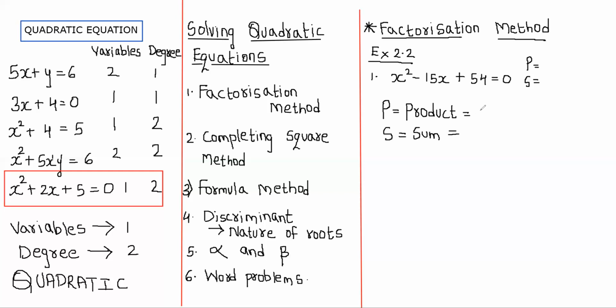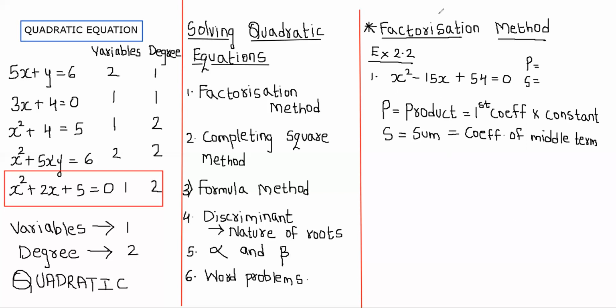So P is the coefficient of the first term into constant. And S is the coefficient of the middle term. So in every sum, whenever we start factorizing such a sum, we need to write P and S.